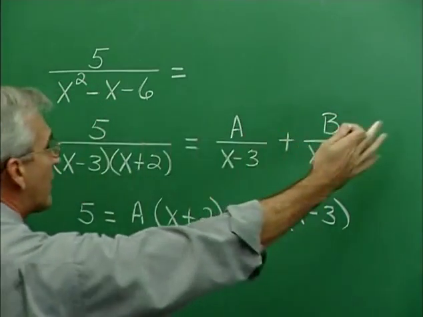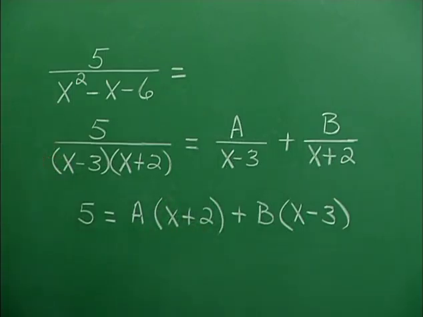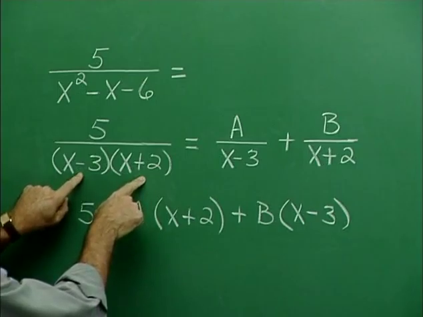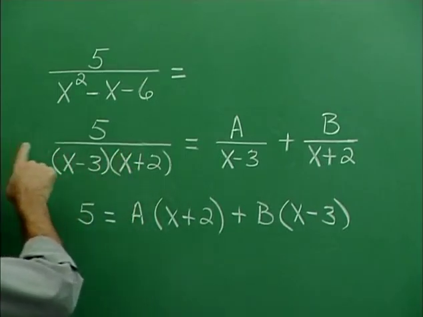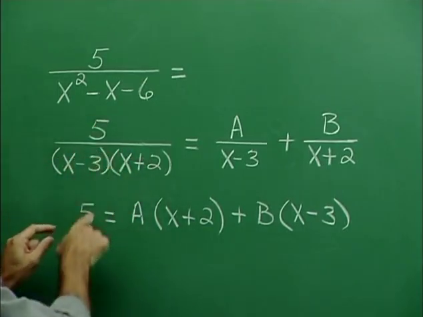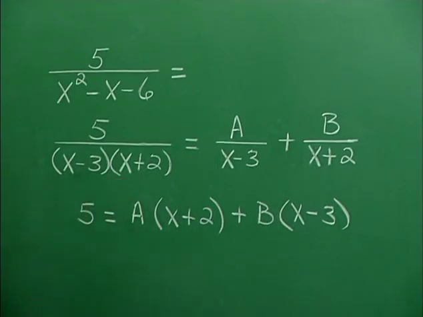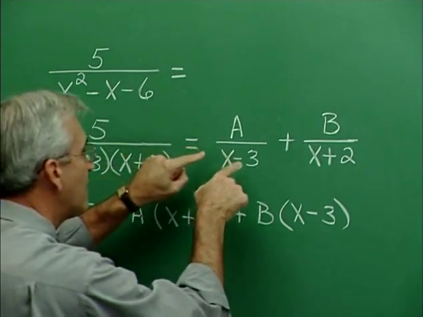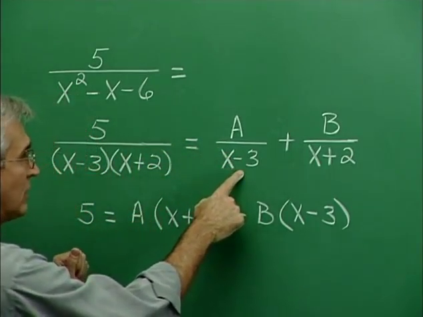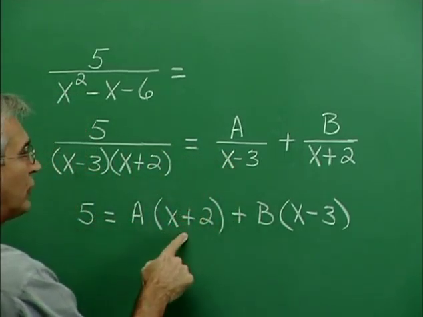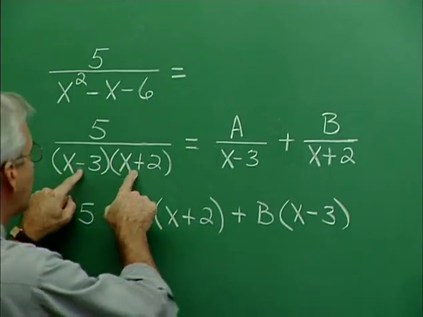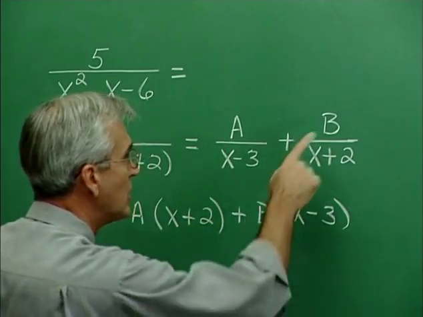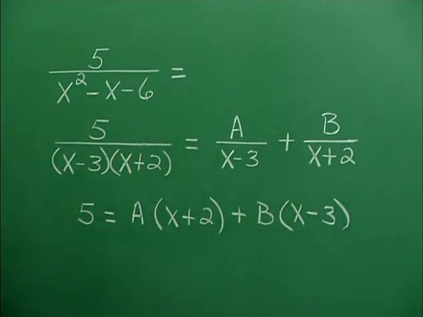Now let's clear the fractions here by multiplying through by a common denominator. The common denominator would be the product of these two factors, and when we multiply these two factors in this term, we get simply 5 after the cancellation clears these factors. When we multiply x minus 3 times x plus 2 times this fraction, the x minus 3's cancel and we have a times x plus 2. When we multiply x minus 3 times x plus 2 times this fraction, the x plus 2's cancel, so we have b times x minus 3.